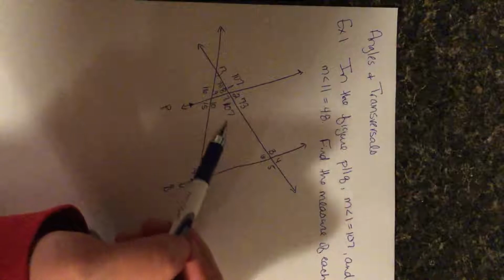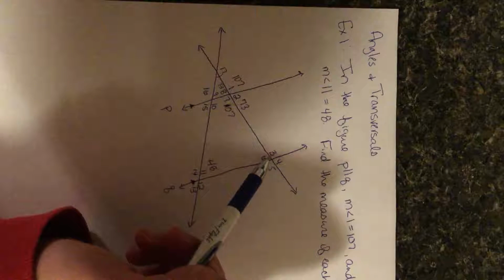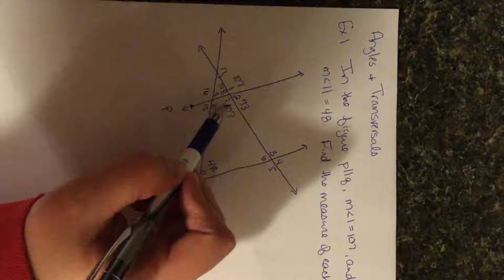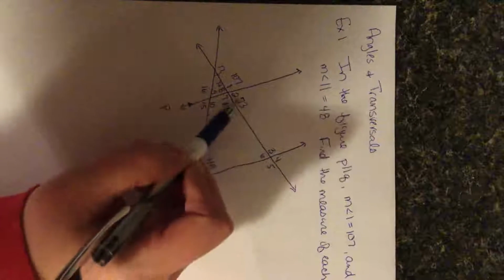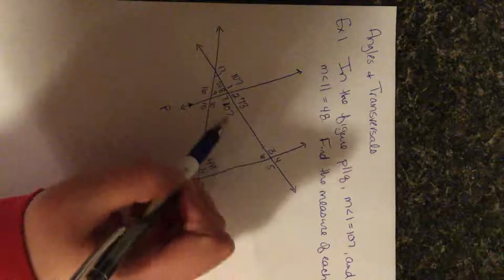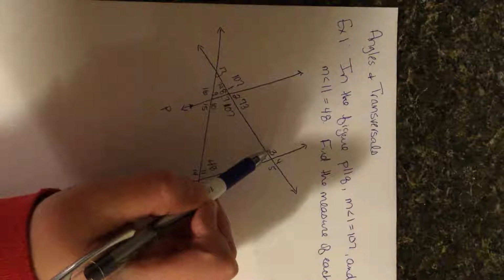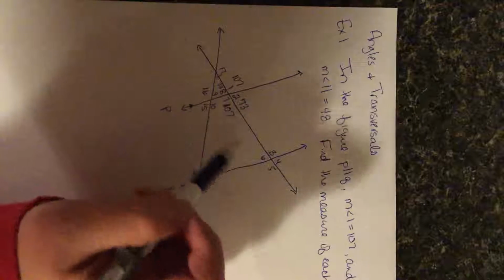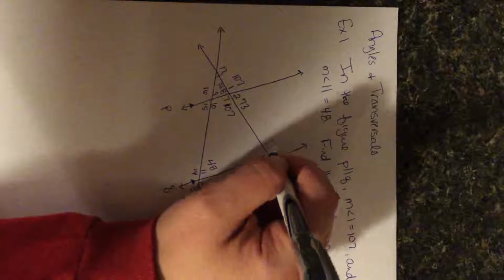Another thing you can use is that alternate interior angles have to be equal. So if you look on the inside of your two parallel lines, that would be these angles here, 2, 7, 3, and 6. Alternate interior angles, so they alternate sides of the transversal. So 7 alternates with 3, so they would have to be equal, which would give you the 107. So either way, angle 3 has to be 107.